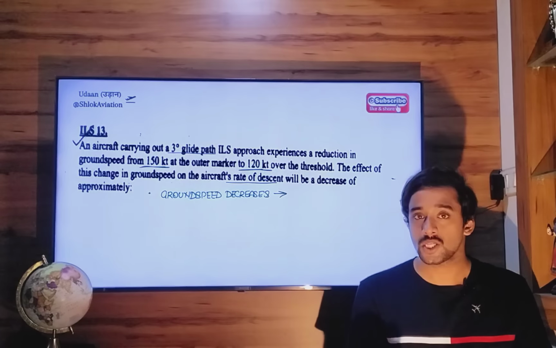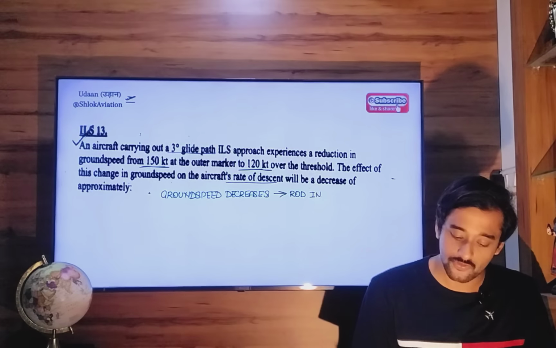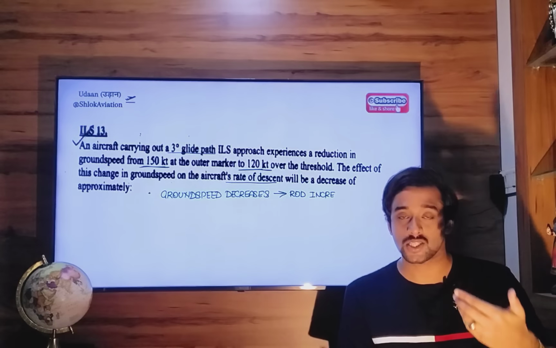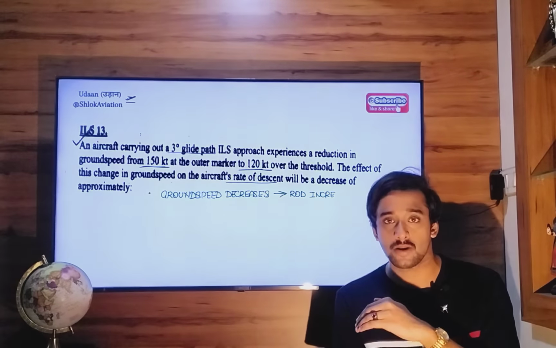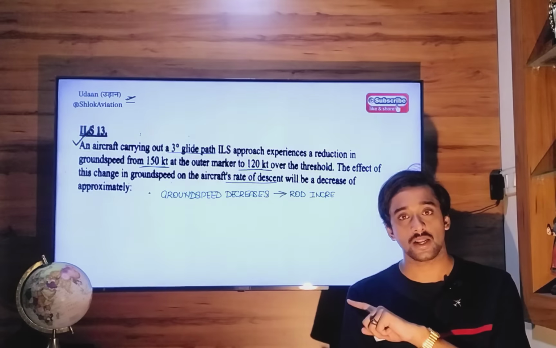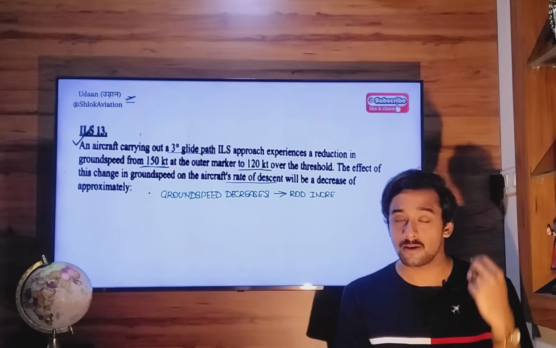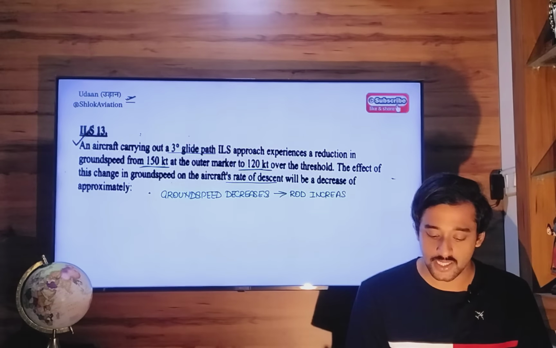So whenever ground speed decreases, what is the direct consequence? The rate of descent of your aircraft increases. That means your aircraft will come down towards the ground at a much faster rate. If before the reduction in ground speed you were descending at 500 feet per minute, now after this reduction you will descend at 600 or 700 feet per minute, much more than 500. So your rate of descent increases.